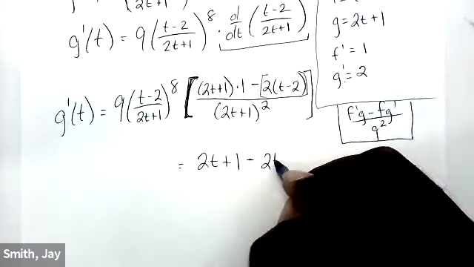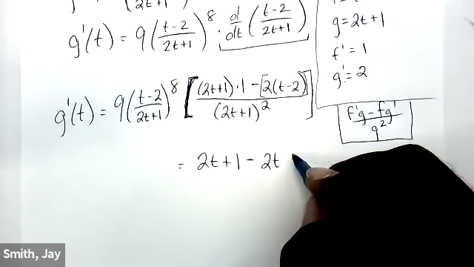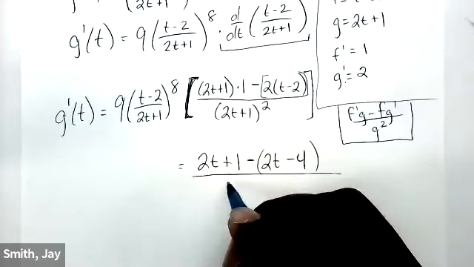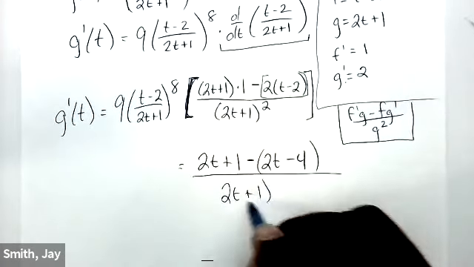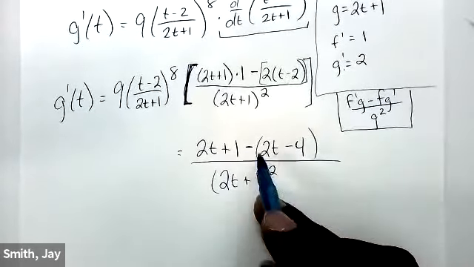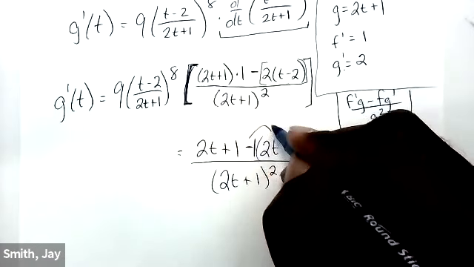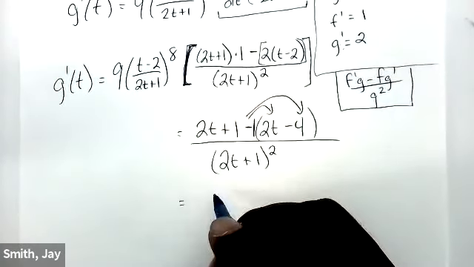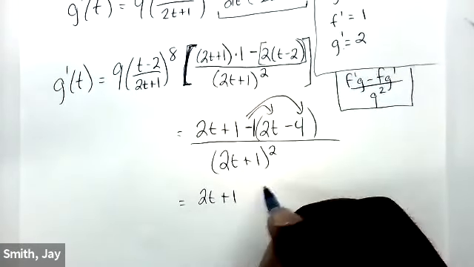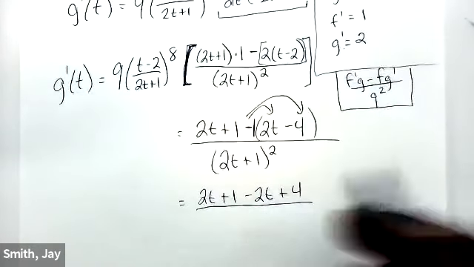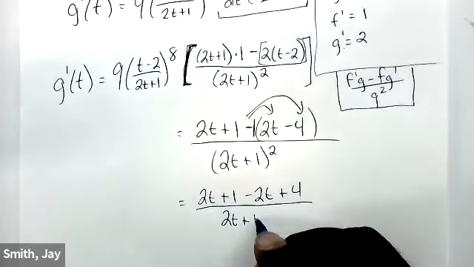That's going to give me 2t minus 4. All of this is still divided by that 2t plus 1 squared. If we distribute this understood -1 here, that changes the sign of that second part of my product. So my numerator is going to be 2t plus 1 minus 2t plus 4. This has all been divided by 2t plus 1 squared.